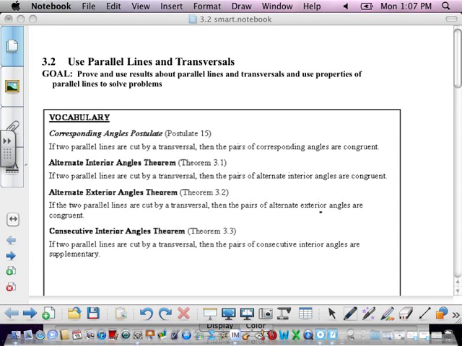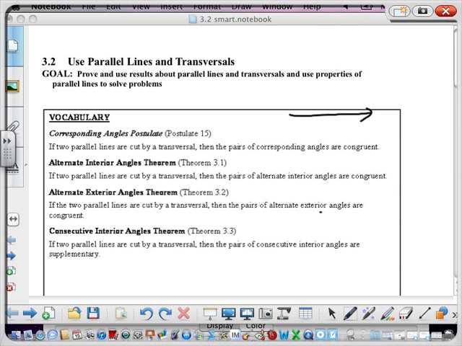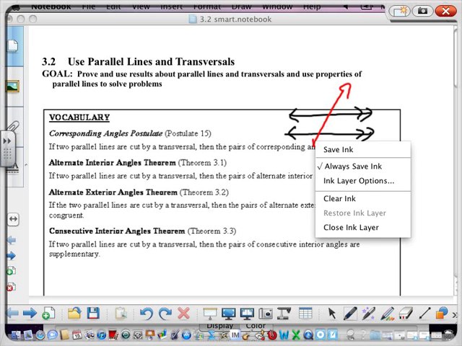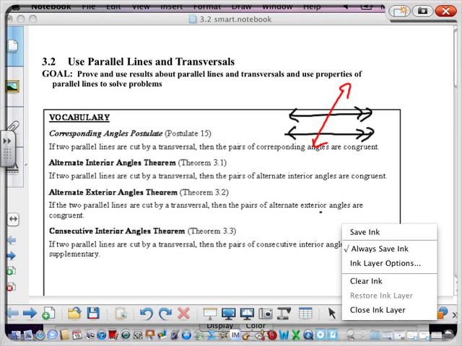So let's make a picture. If two parallel lines are cut by a transversal, then the pairs of corresponding angles are congruent. So I'm going to give you an example. So I've got two parallel lines. If we can remember, ladies and gentlemen, you might want to write this down somewhere, that if two lines have these double arrows, it means they're parallel to each other. It's cut by a transversal. That's another line that's just on there.